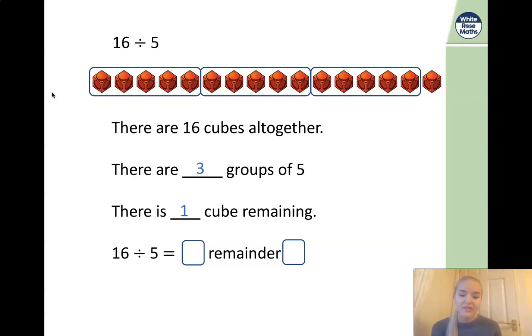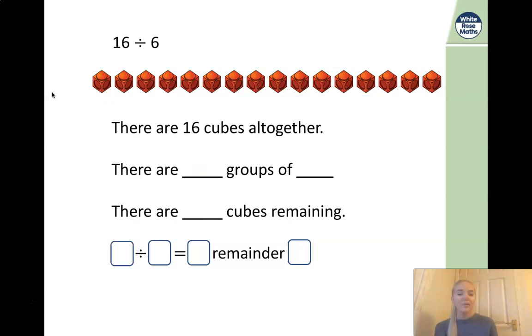So 16 divided by 5 is 3, because we found 3 groups of 5. Remainder 1. Well done. If we had 2 cubes left over, it would be remainder 2. And if we had 3 cubes left over, we're going to see what would happen if that happens soon, okay? I would like you to have a go. Pause the video here and see if you can finish off these sentences. Pause the video and off you go.